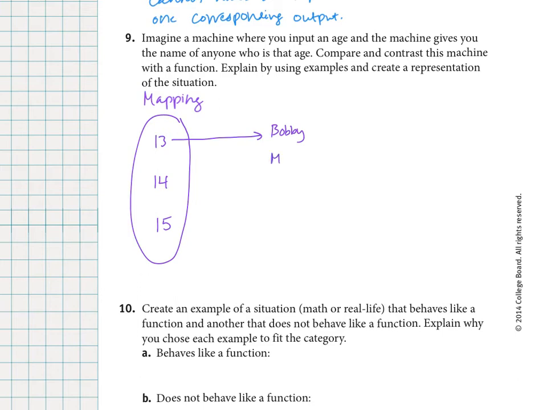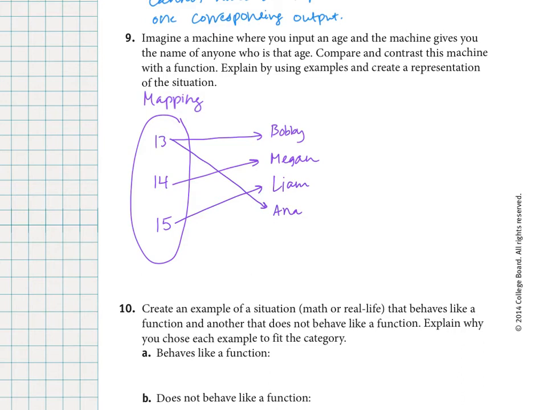Let's say we have another student, Megan, and let's say she is 14. We can map her age there. Let's say we have another student named Liam, and let's say he's 15. We can go ahead and map his age there. Now, what if I put Anna on the list and I learned she's 13 as well? Well, oh boy, that means 13 is getting mapped to Anna.